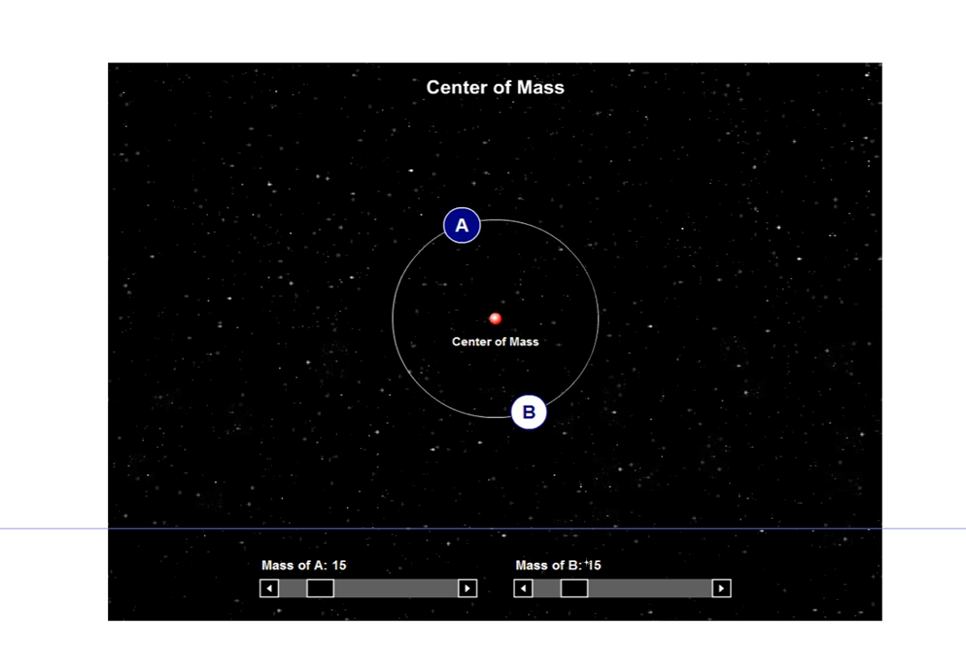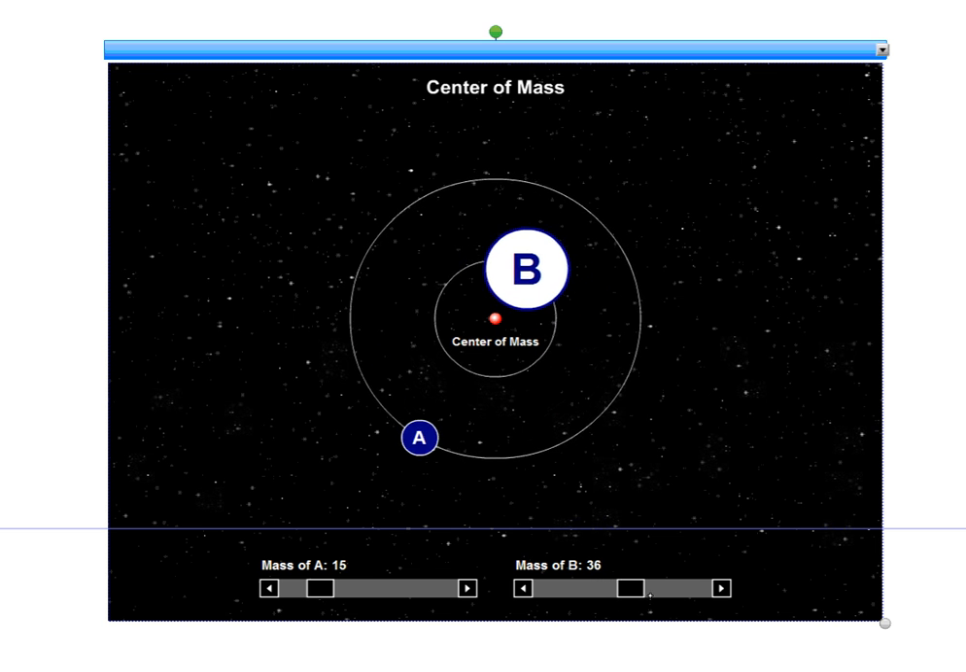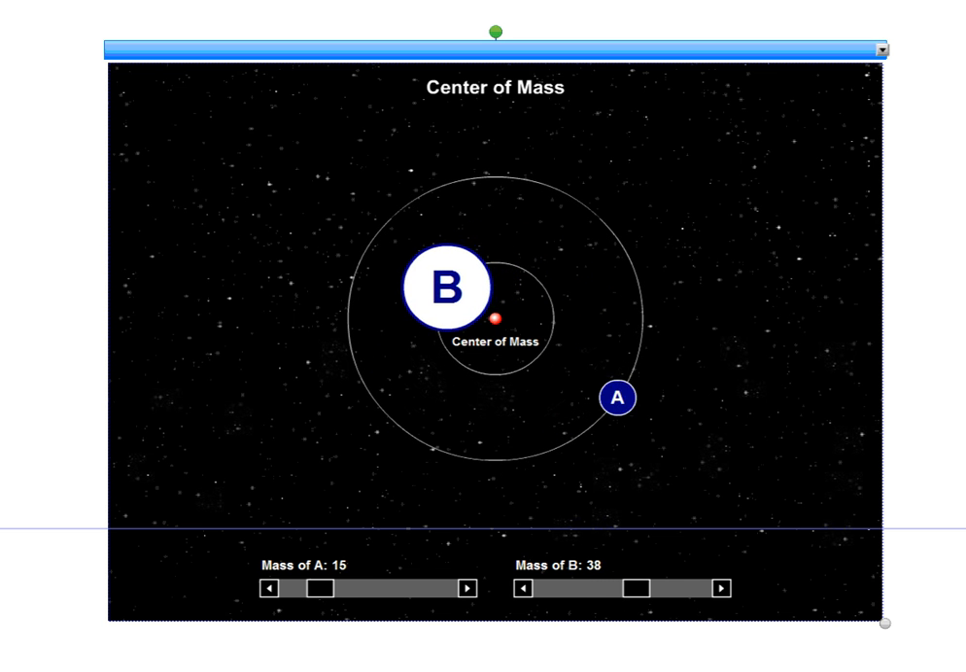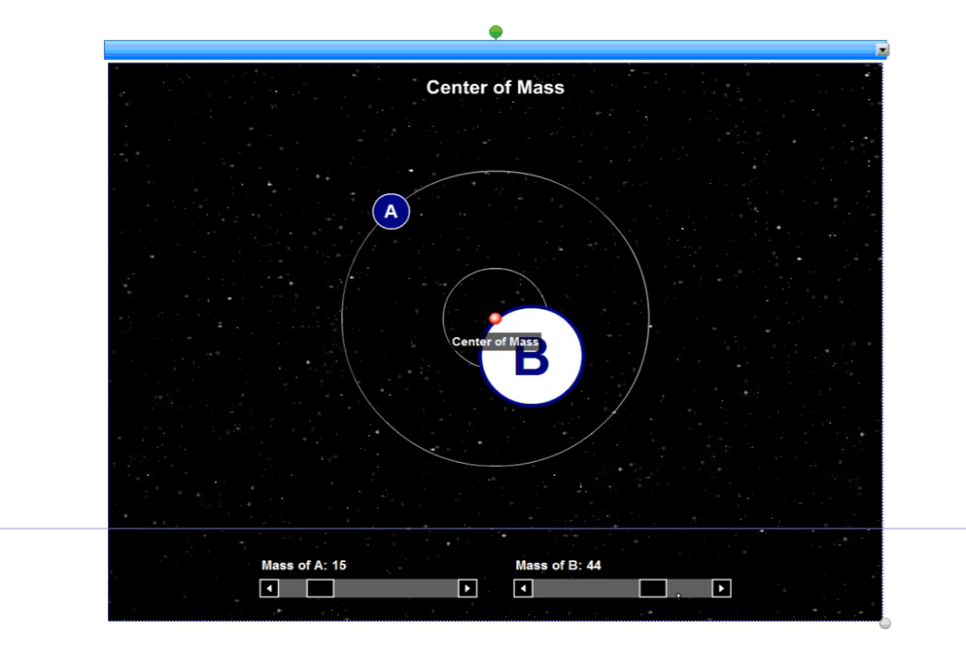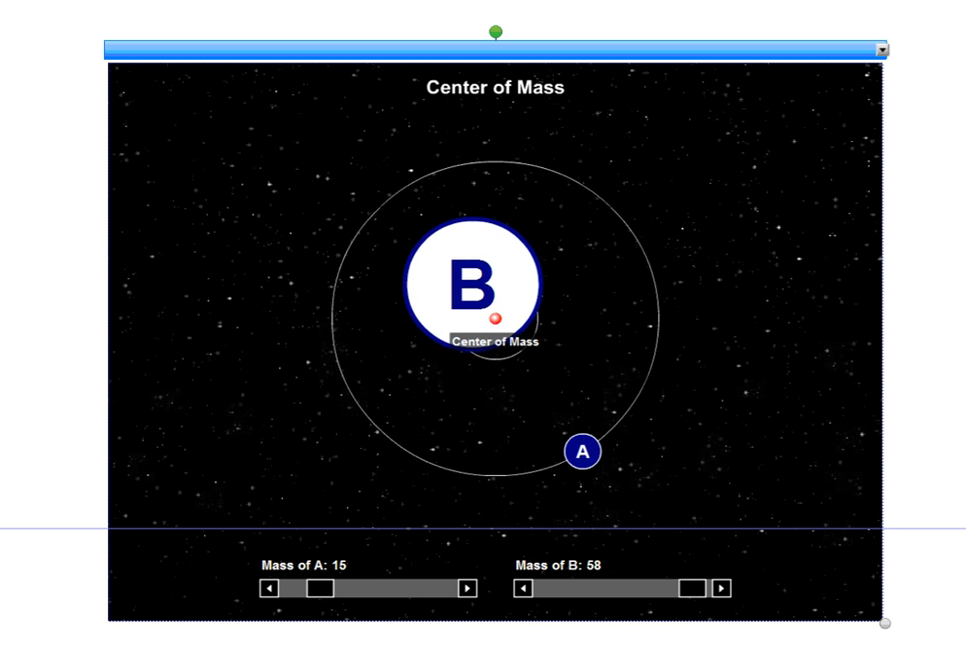And usually you can see in this little simulation where the center of mass of a two-mass planetary system is. And if you make one of the masses bigger, then the center of mass gets closer to that bigger one. So right now, if B is quite a bit bigger than A, the center of mass is right outside of B. And it could also be actually inside of B. This is more or less the way it is with the Earth-Moon system.